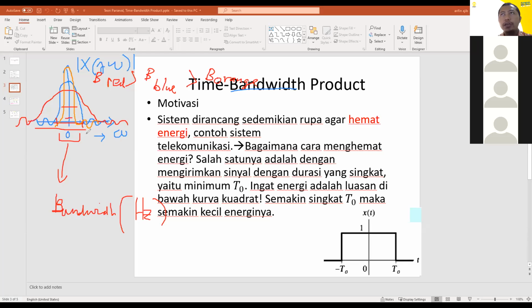But when we have higher bandwidth, it means the system is less effective, because when we have a large bandwidth, it might interfere with another signal.